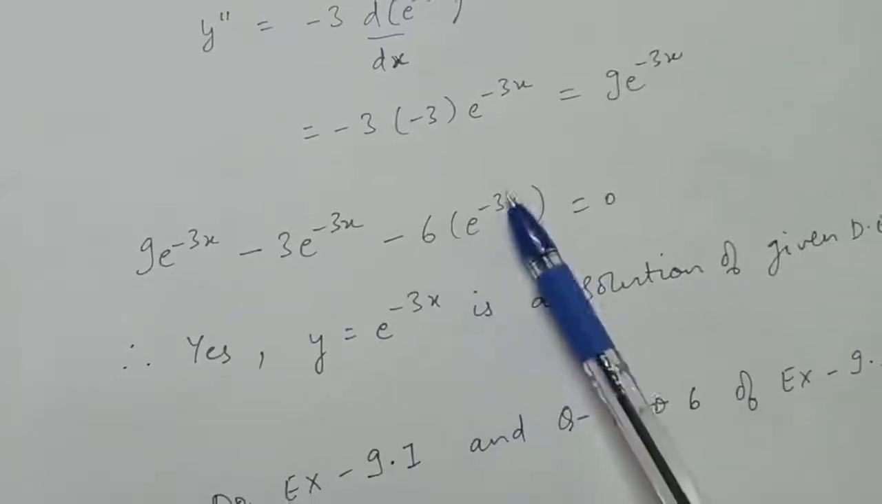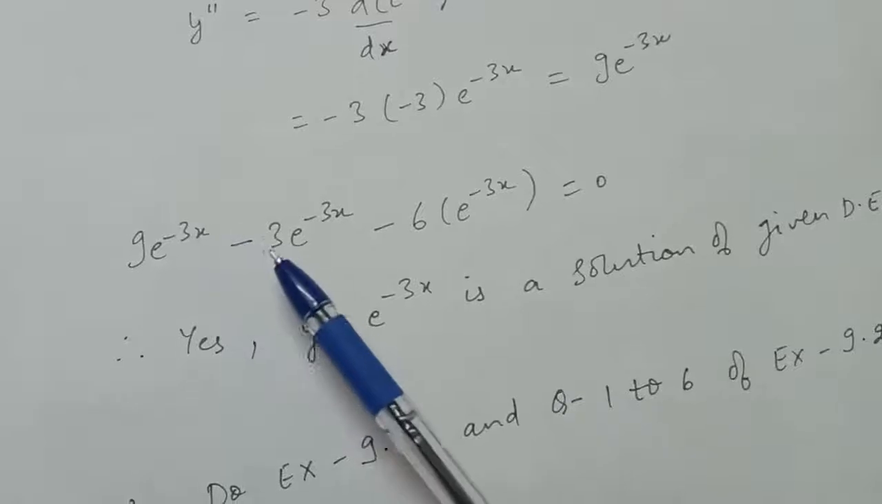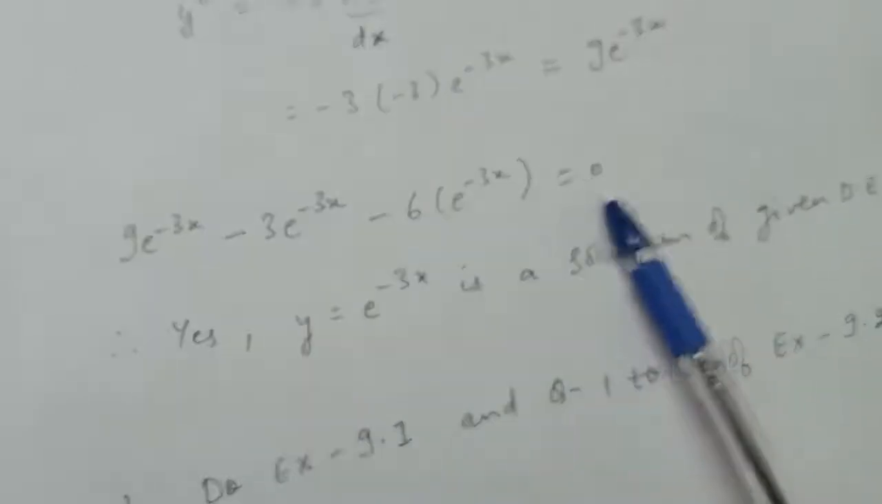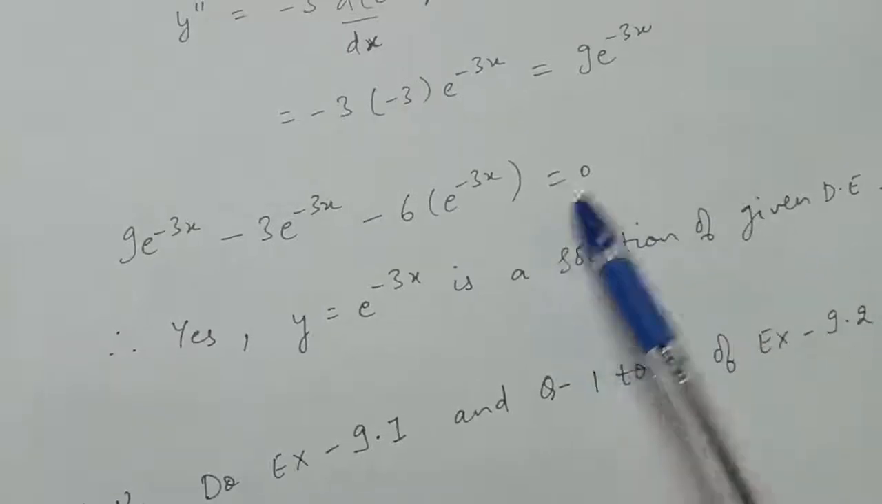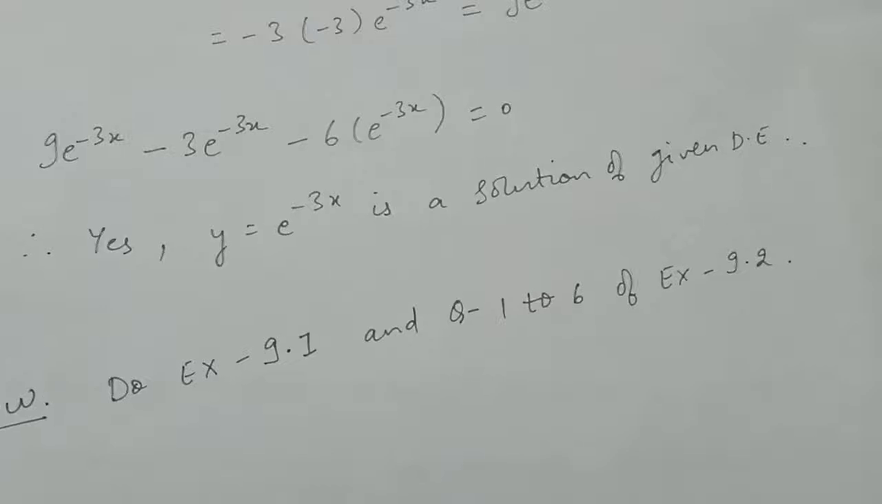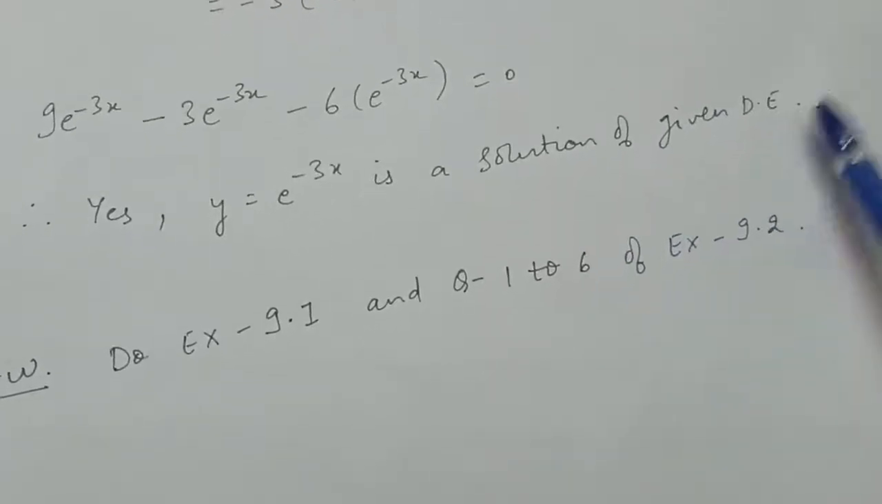Y is given as this. So see, it is 9 e raised to the power minus 3x minus 9 e raised to the power minus 3x. So it will be 0. So this given y satisfies the given differential equation. Therefore it will be a solution of the given differential equation, right?